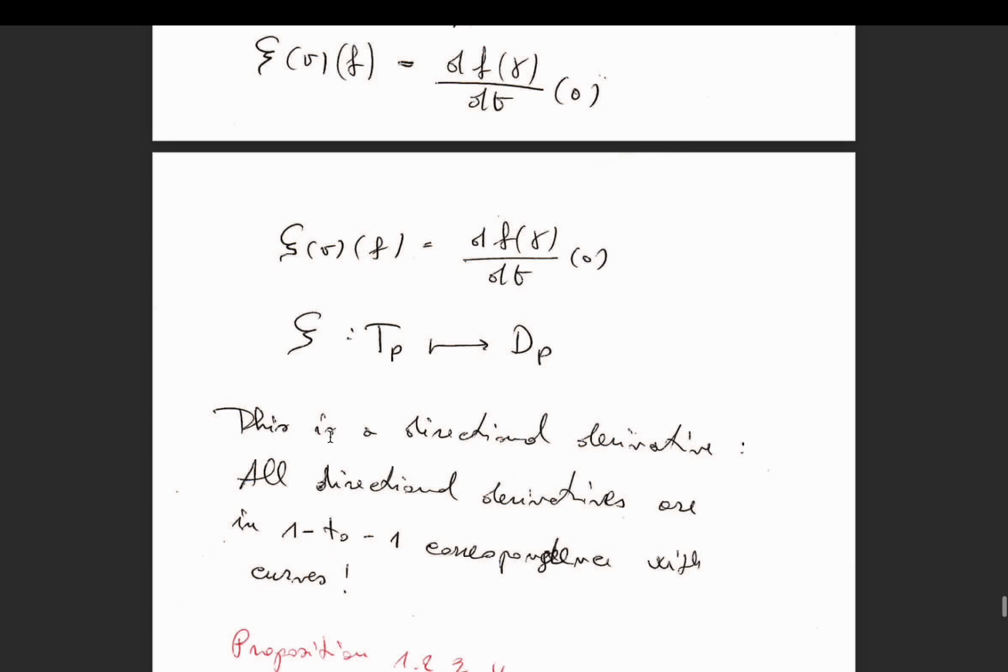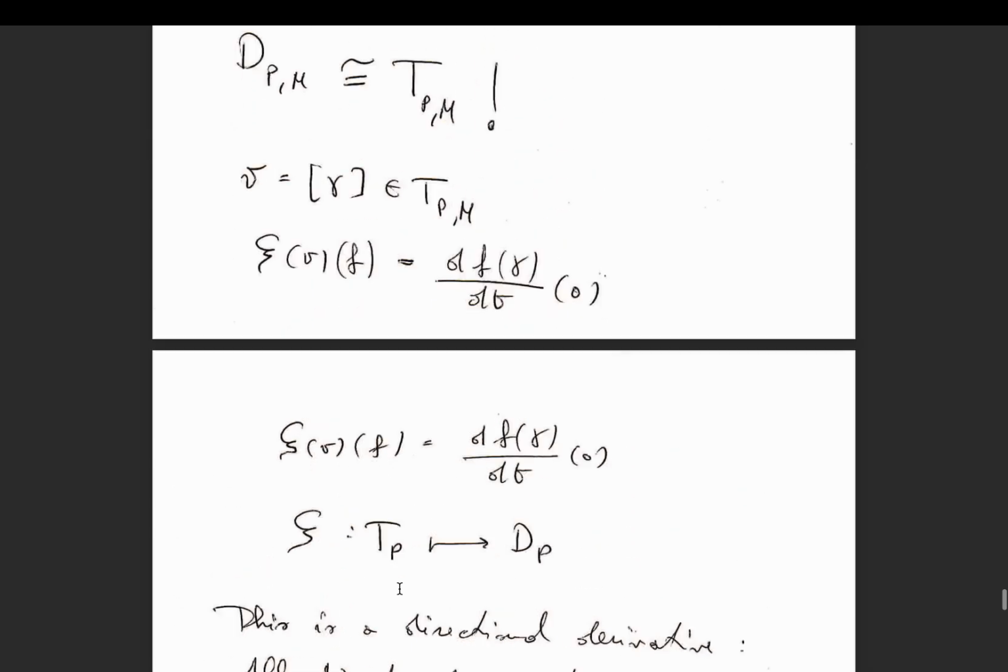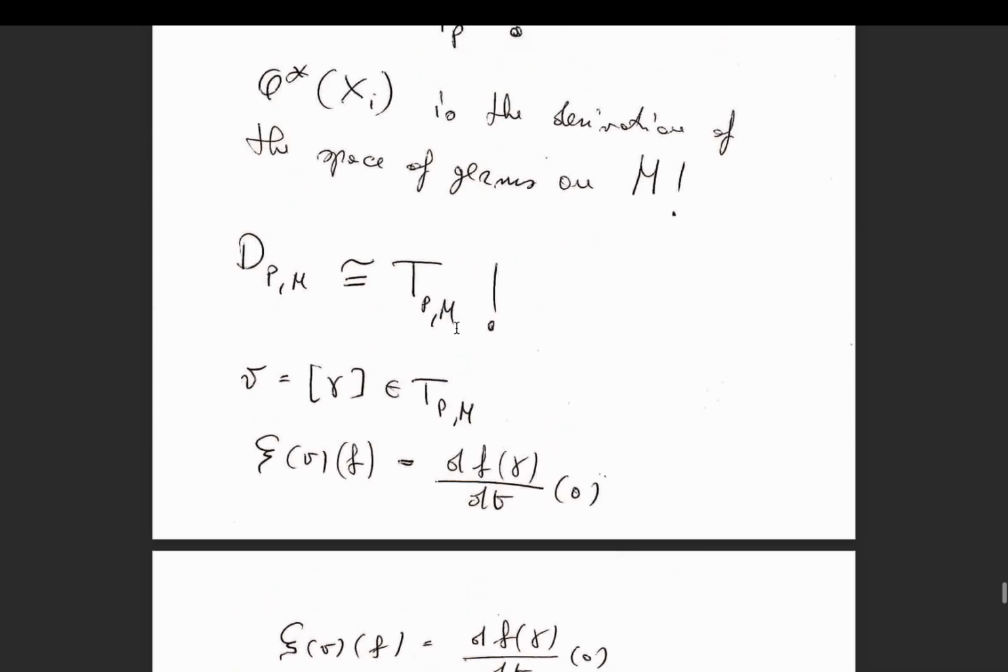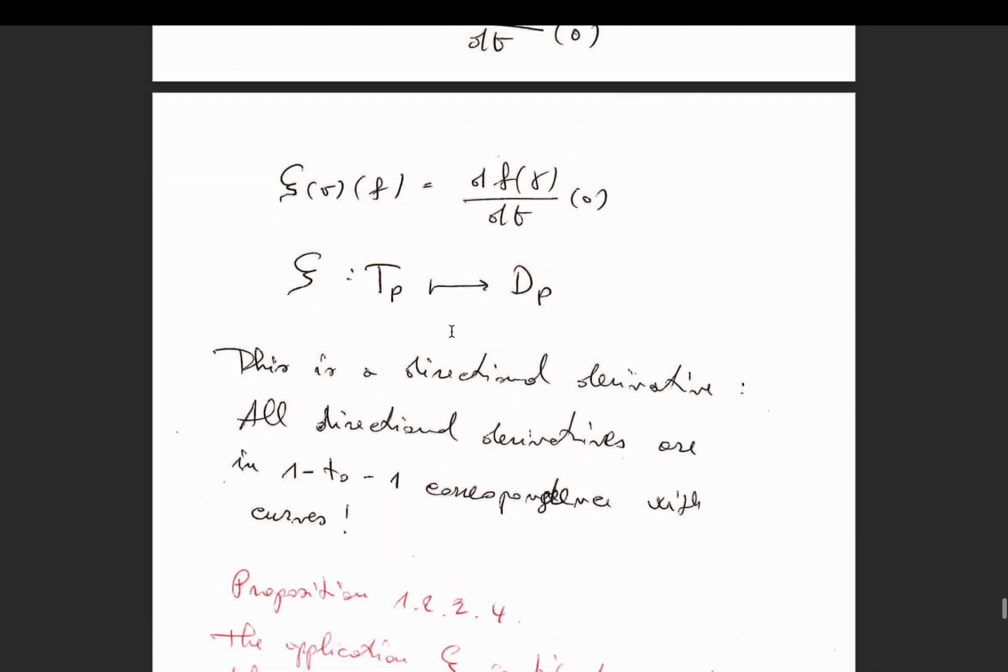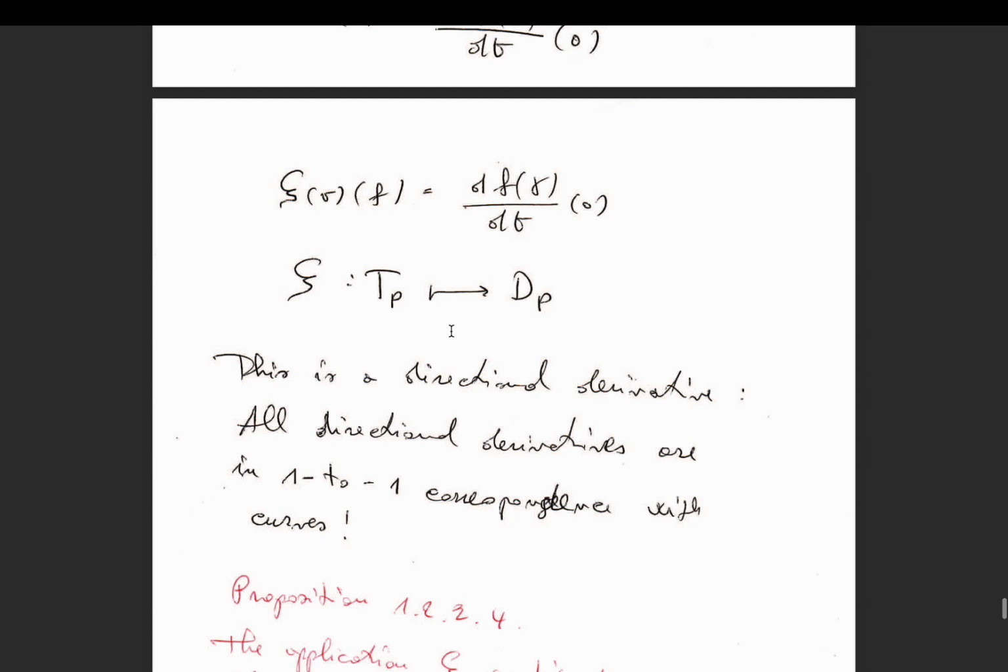So the directional derivatives form the space of all derivations, and the space of these derivations is isomorphic to the tangent space to a given manifold at the point P. Obviously we have to assume that f is, in this case, a smooth function defined in a neighborhood of a point P.